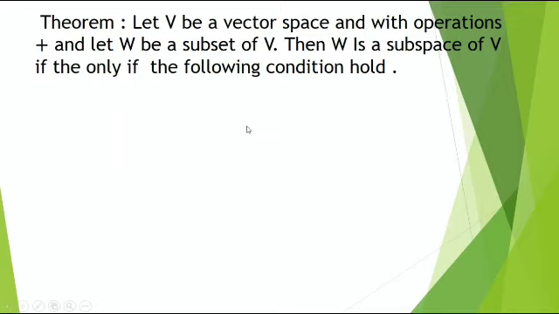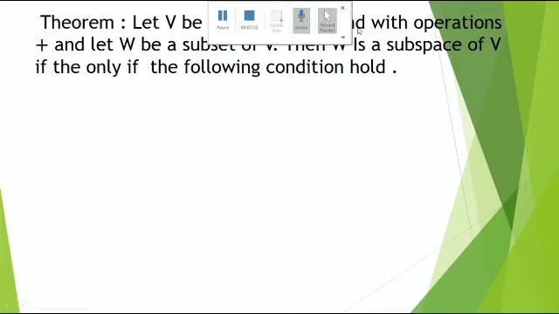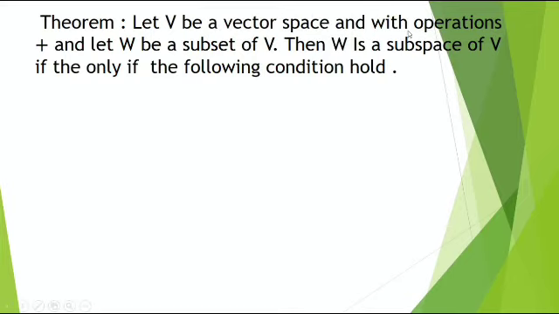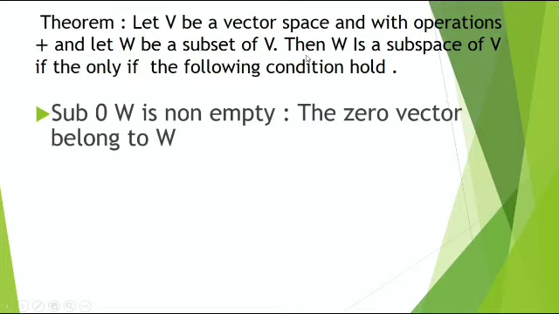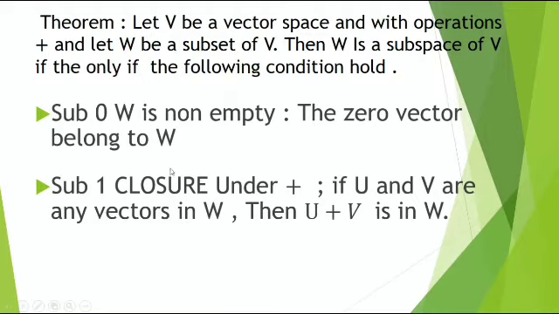So I have here the theorem of subspace. Let V be a vector space with the operation of addition, and let W be a subset of V. Then W is a subspace of V if the following conditions hold. Sub 0, W is non-empty. The zero vector belongs to W.